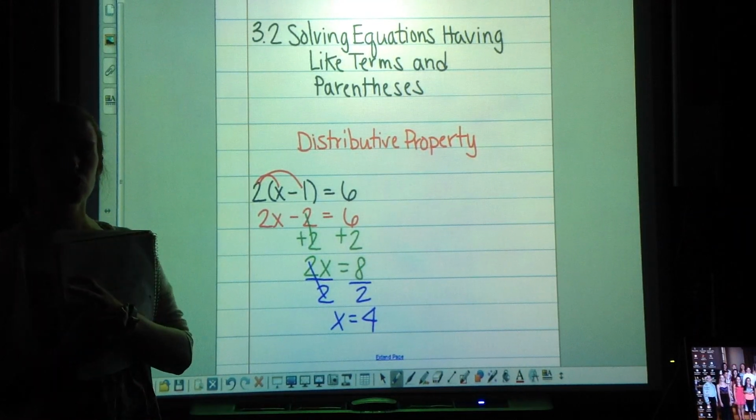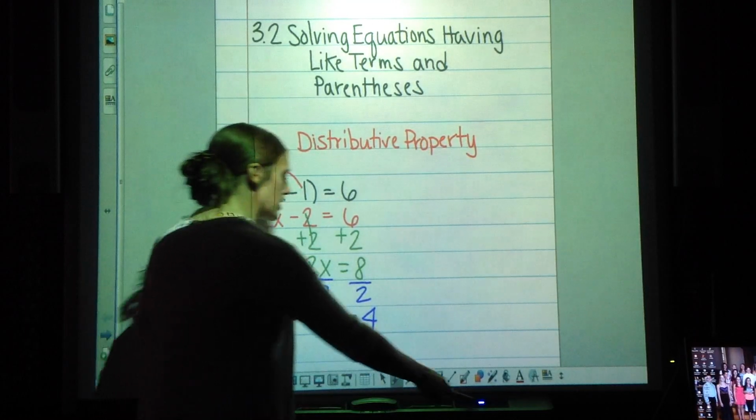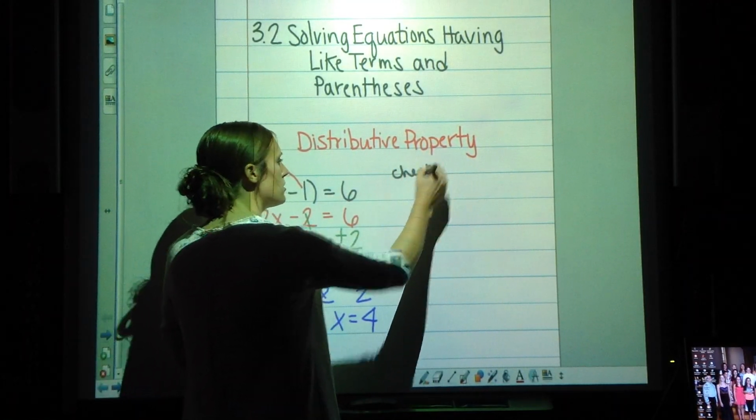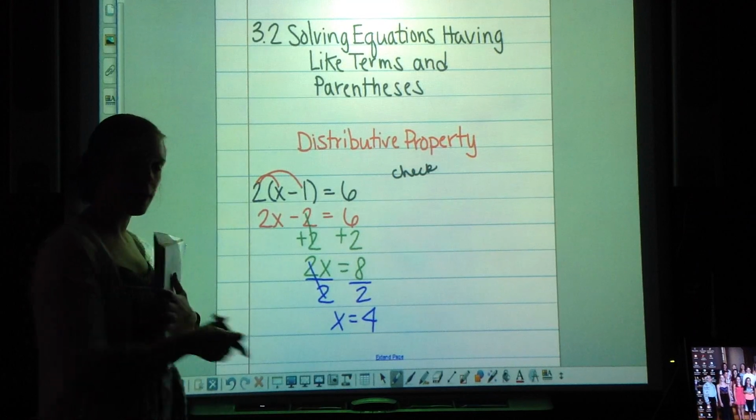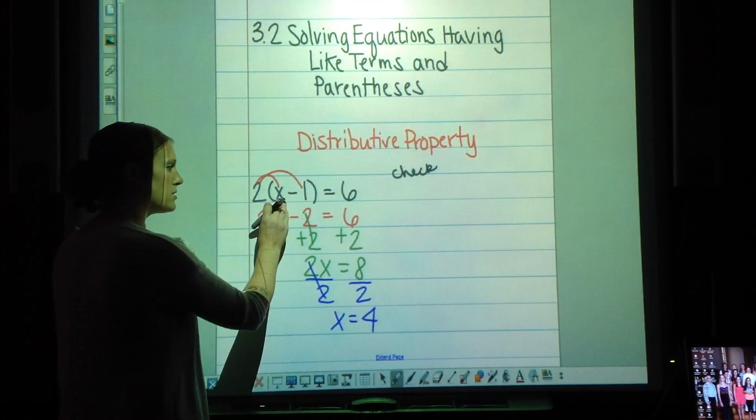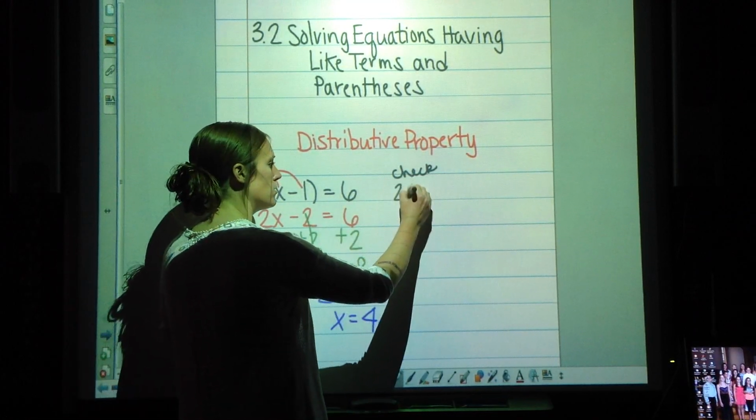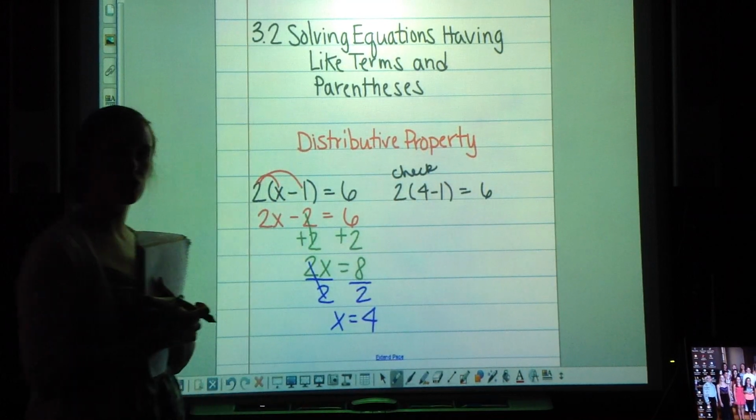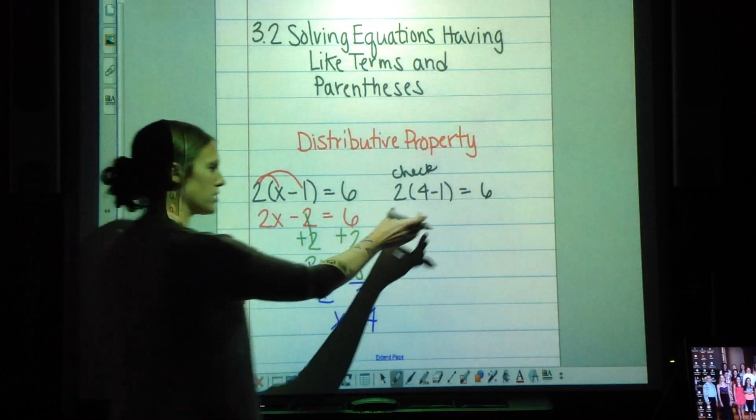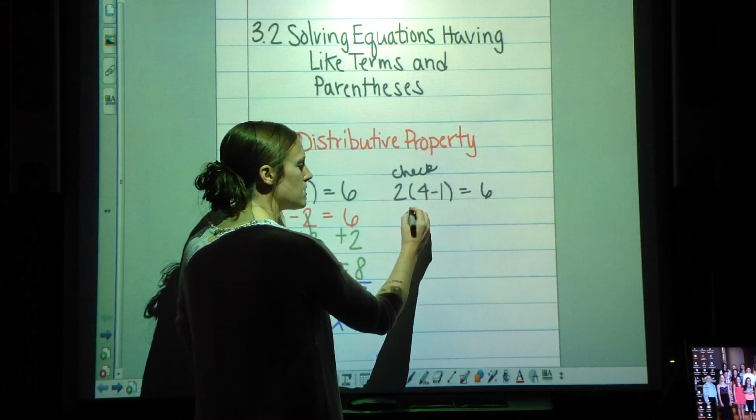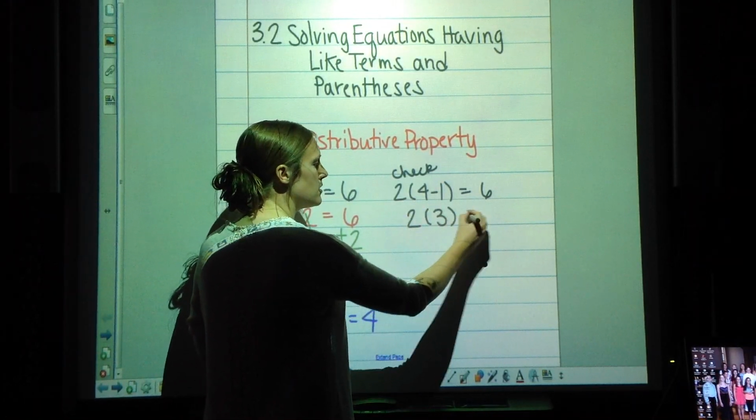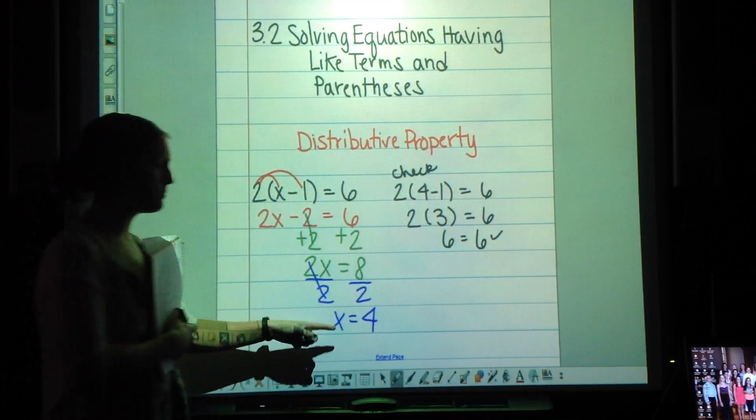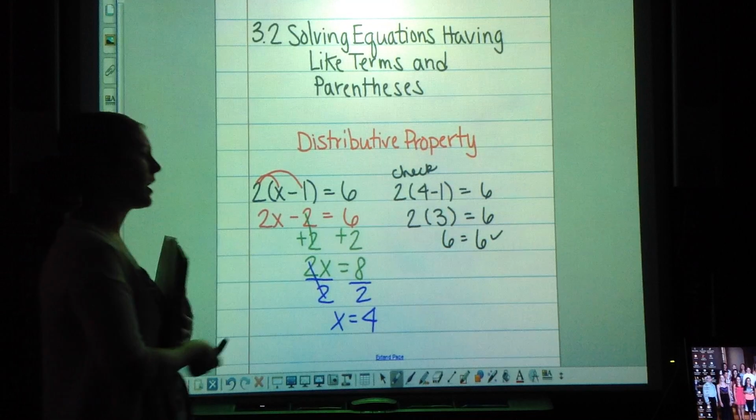The directions do tell you to check your answer when you're finished. So this is my check over here. To check my answer, I put my value that I got for x into the original equation, and check to see if both sides of the equation are true. So the left expression here, PEMDAS tells me to start inside the parentheses. Because both sides are equal, I know that my answer, x equals 4, is correct.